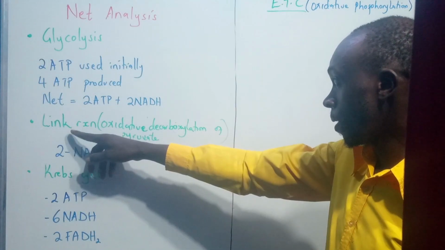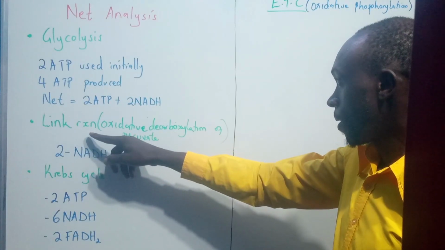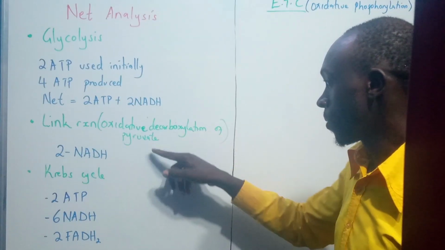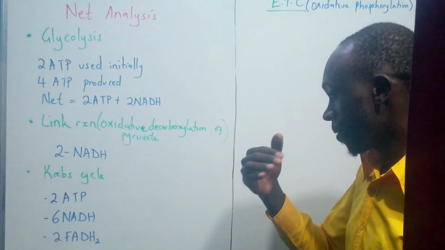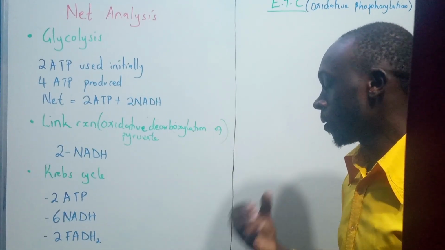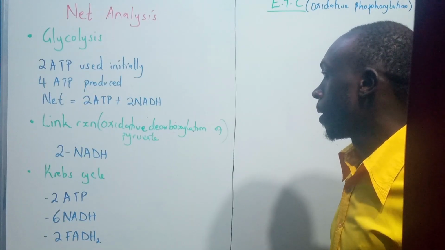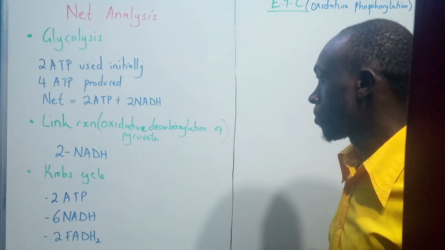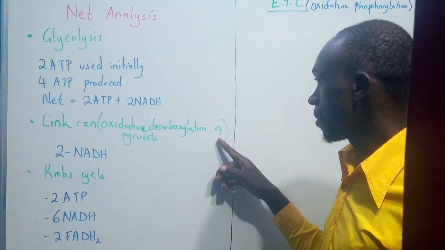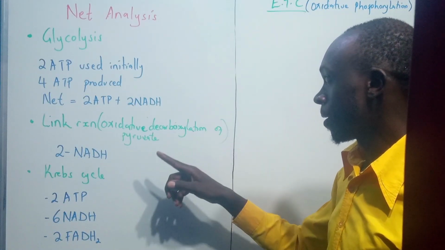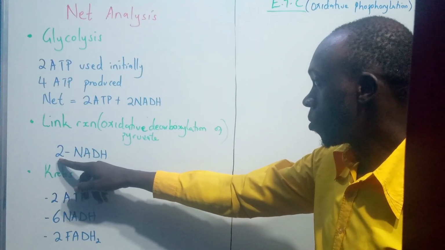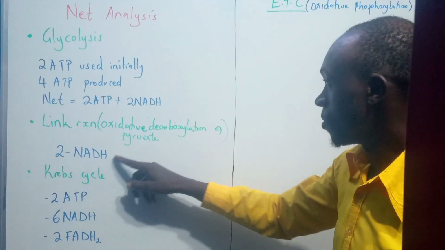So in the link reaction, I remember discussing that we have oxidative decarboxylation of the pyruvate. The pyruvate molecule is oxidized by removing a carbon, forming carbon dioxide. So oxidative decarboxylation of the pyruvate takes place at that stage. And what takes place is that we have only 2 reduced NAD molecules being released.